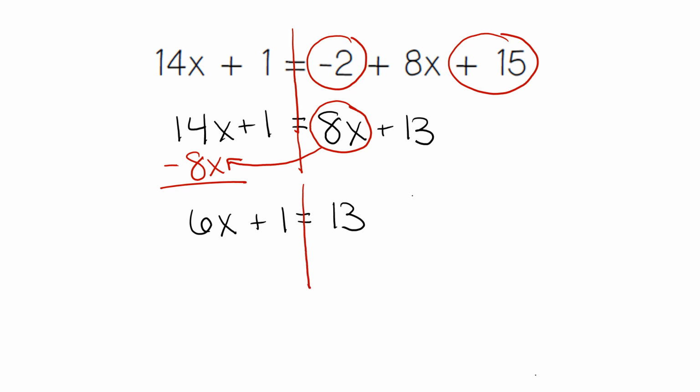Step 4 tells us to move the whole numbers to the right-hand side. So instead of plus 1, we do a minus 1. The 6x stays the same, and the 13 minus 1 gives us 12.